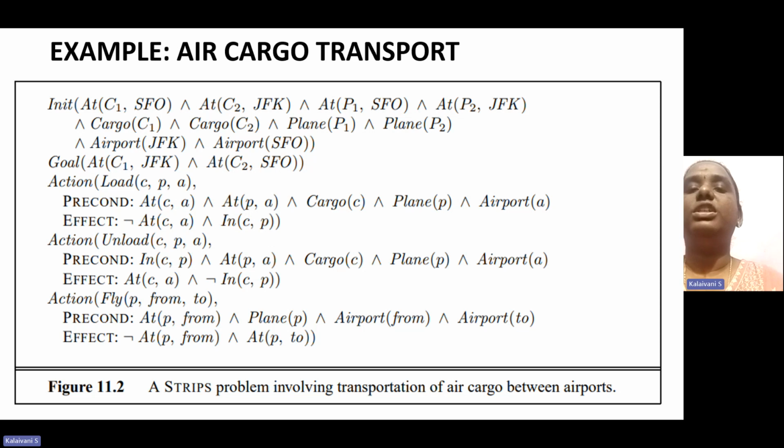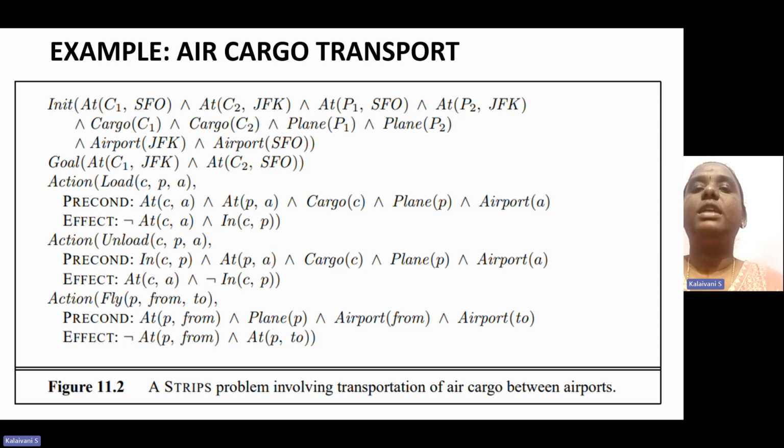So this is the task, and here is a simple STRIPS planning method with the initial state. What is the initial state given here? Plane P1 is at SFO and cargo C1 is at SFO, and plane 2 is at JFK and cargo 2 is at JFK. C1 represents cargo 1, C2 represents cargo 2, P1 represents plane 1 and P2 represents plane 2. Both the planes are available at the airports JFK and SFO. So that is the initial state given.